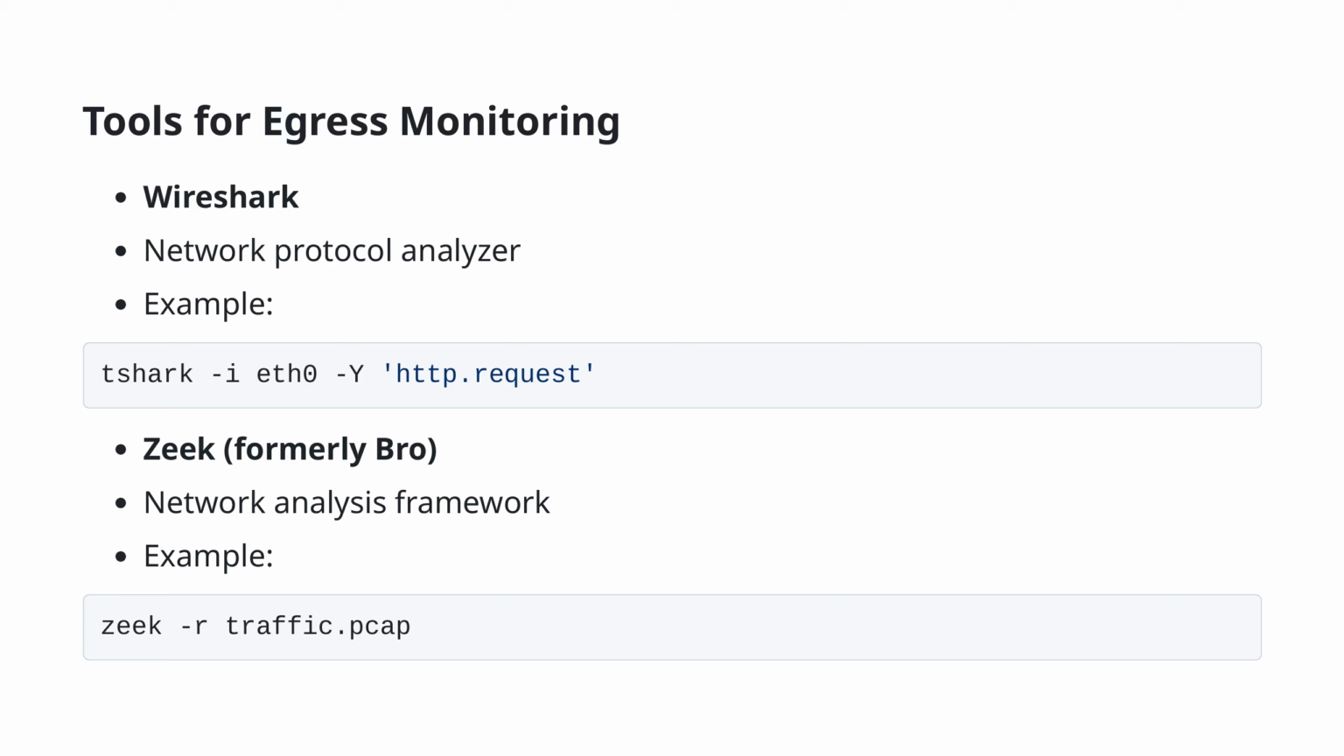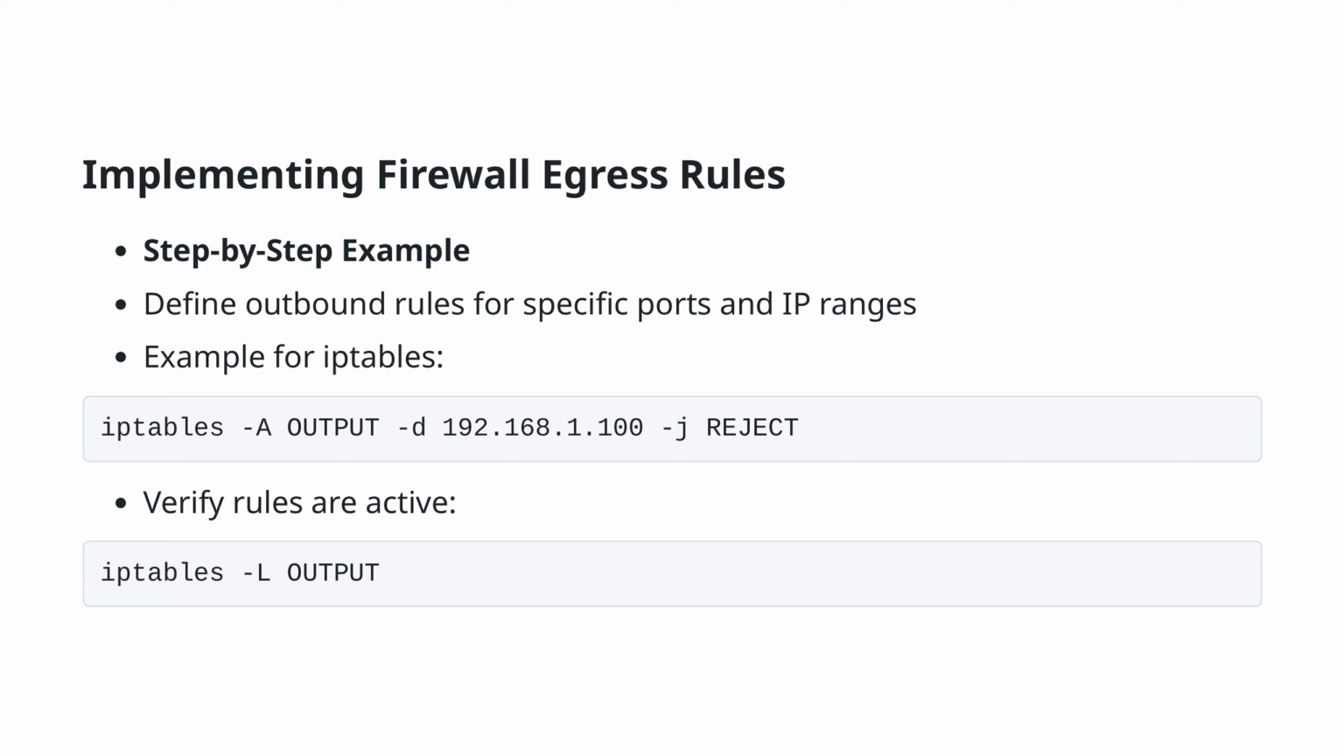Now, let's move on to implementing firewall egress rules with a practical example. In this slide, we'll walk through defining outbound rules for specific ports and IP ranges using iptables. Here is a basic command to illustrate this. iptables -A OUTPUT -d 192.168.1.100 -j REJECT. This command sets the rule to reject any outbound traffic destined for IP address 192.168.1.100. It's a straightforward example of how you can control and restrict traffic from leaving your network.